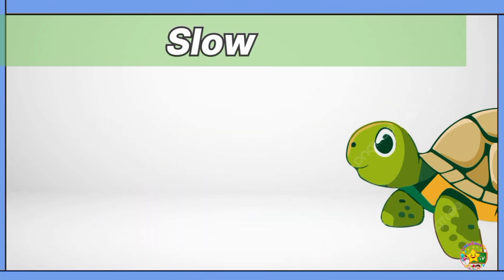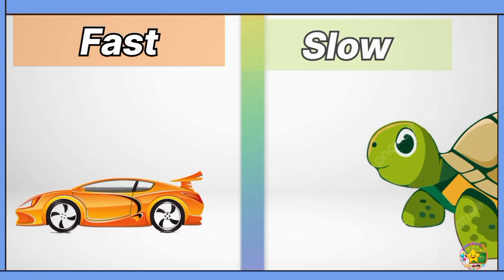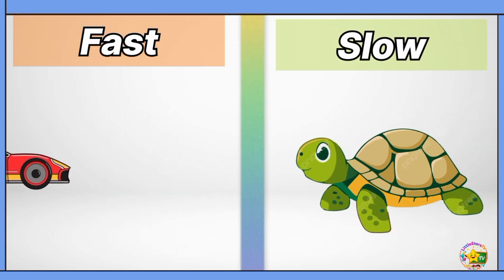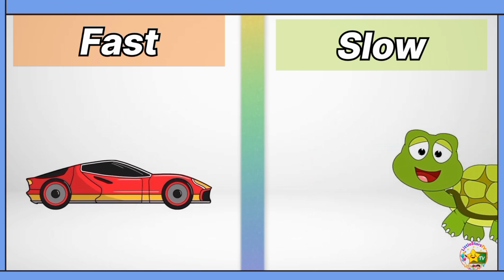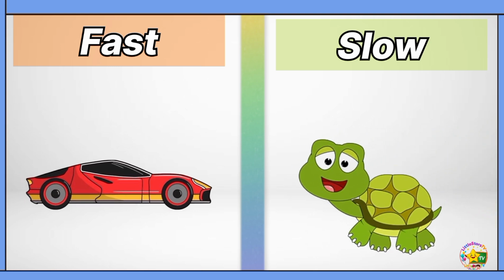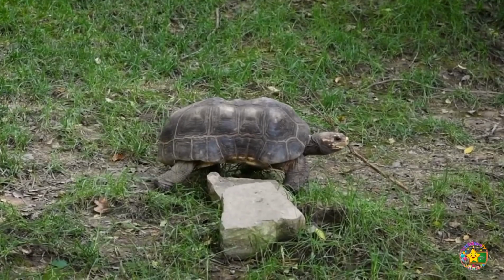Fast car and slow turtle. This is fast, fast, fast. This is slow, slow, slow. The car is fast. The turtle is slow.